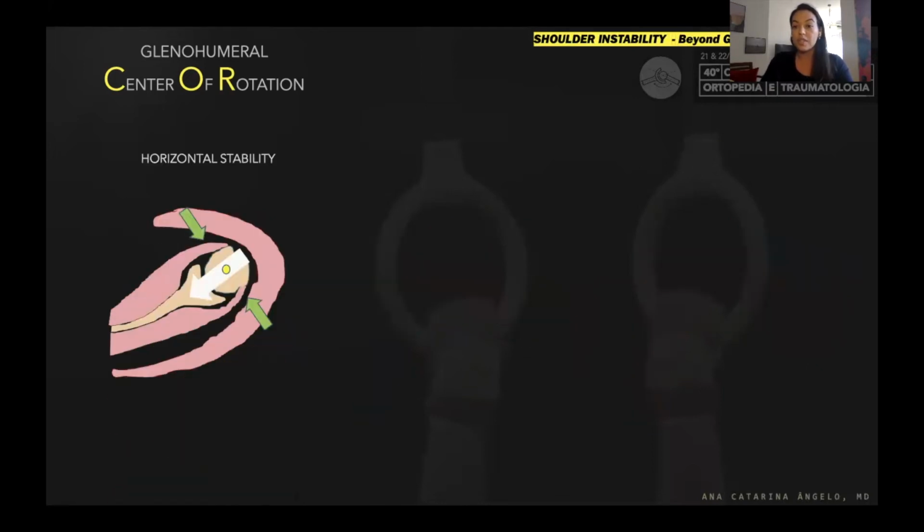How about horizontal instability? Here you have agonist-antagonist forces between the anterior cuff and capsule and the posterior cuff and capsule. So they push the head of the humerus towards the center.